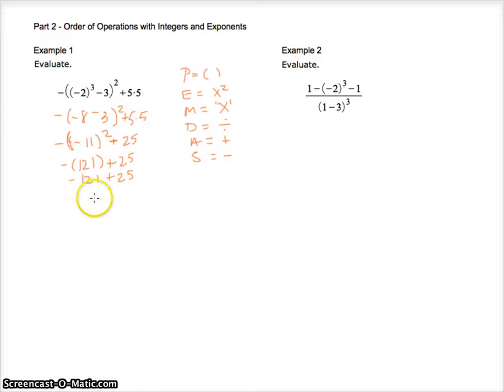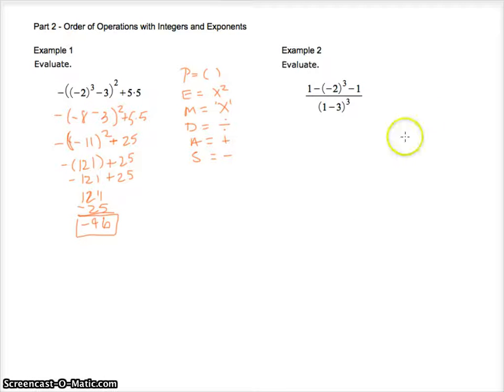Different signs, so I need to subtract these now. 121 minus 25 is 96, and it's going to be negative. Alright, so we just need to follow our order of operations and take it step by step, and it's not as bad and complicated as it looks.